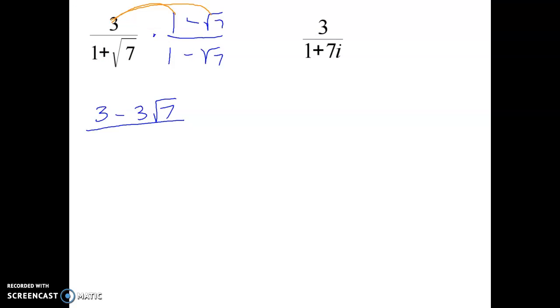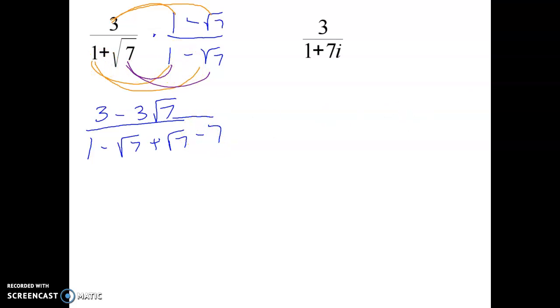So we started off by distributing the 1. That was the F and that was the O. All right, so 1 times 1 is 1. 1 times negative square root of 7 is negative square root of 7. And then we went back and we distributed the square root of 7. So that's the I and the L in FOIL. And so the inner, square root of 7 times 1, is positive square root of 7. And then last times last, square root of 7 times square root of 7 is square root of 7 squared, which we know to be 7. And that's negative because positive times negative is negative.